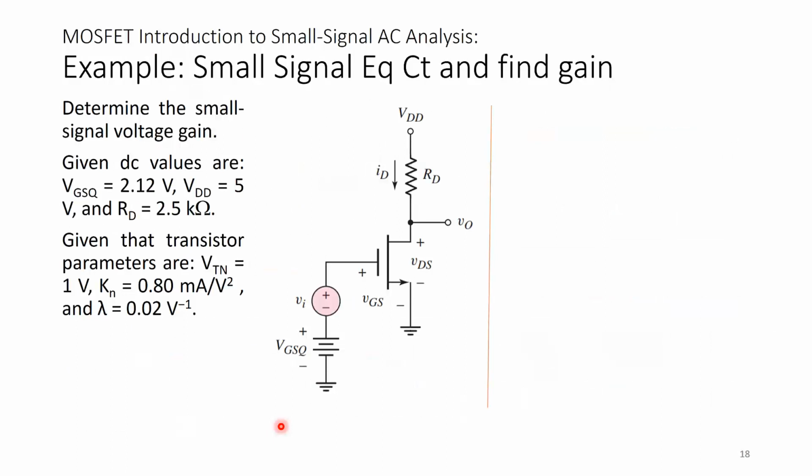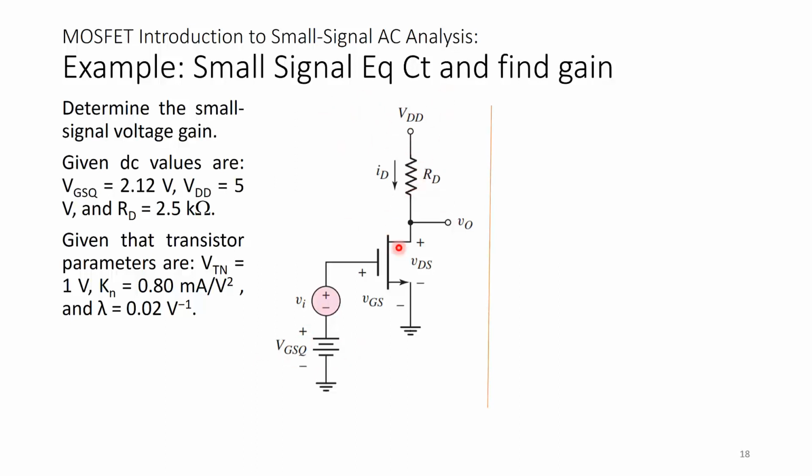Okay, example of a small signal circuit, and we want to find the gain. Determine the small signal voltage gain here, given the DC values. These are given values. Let's say VGSQ is 2.12 volts, VDD is 5 volts, and RD is 2.5K.